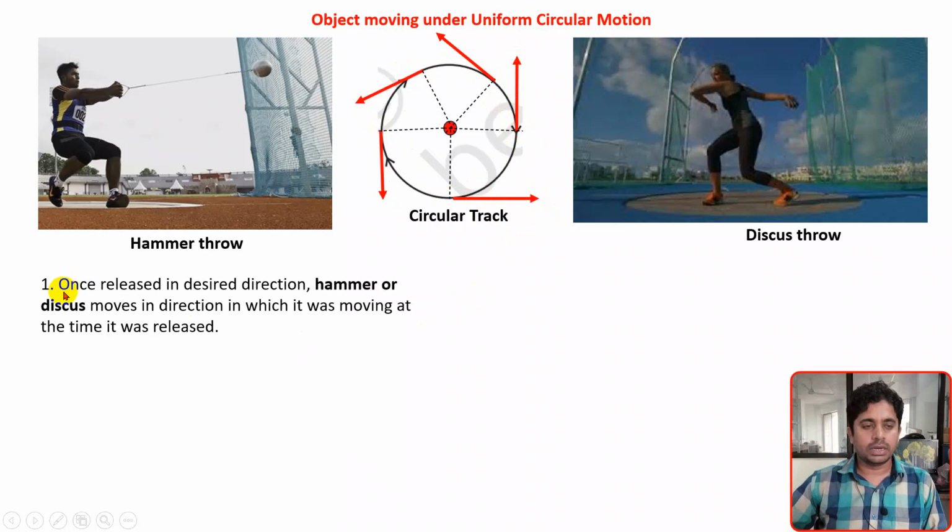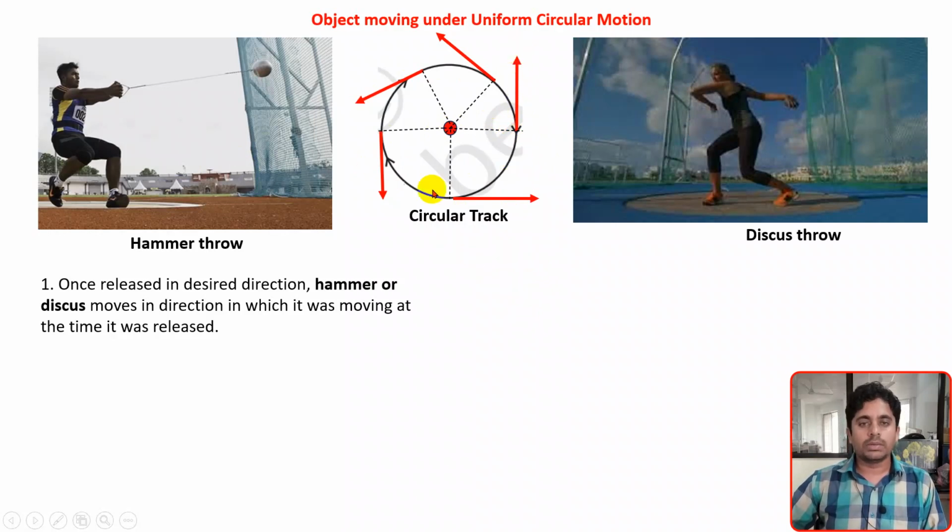Mainly, once released in the desired direction, the hammer or disc moves in the direction in which it was moving at the time it was released. Actually, these athletes know exactly at what position the object is supposed to be released. They have practiced well, and they have done some calculations in their mind that at a particular position, when they release it, in which direction it will go and how long a distance it can cover.